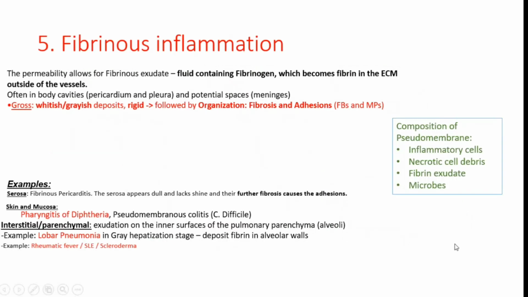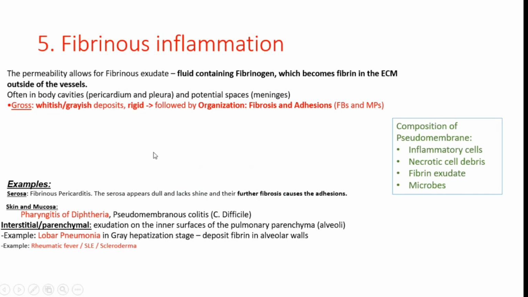Okay. Last, we have the fibrinous inflammation. It is one of the most important kinds of inflammation which you need to remember very well, and also it's very confusing. So it's good to revise it several times. All right. So what exactly is fibrinous exudate?